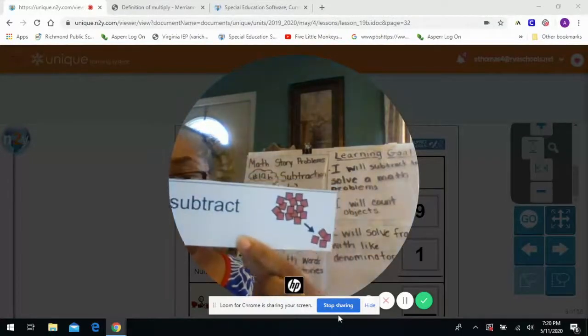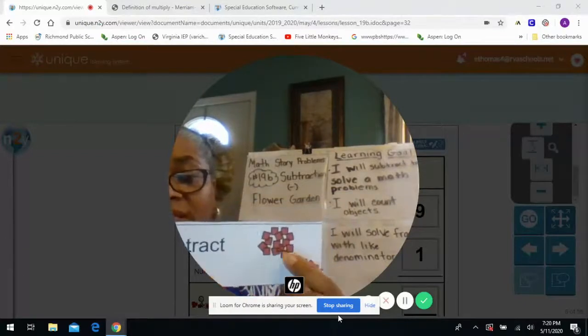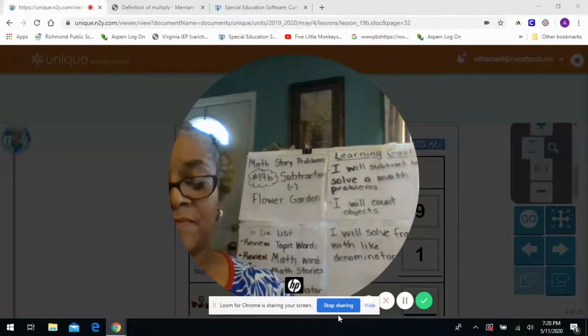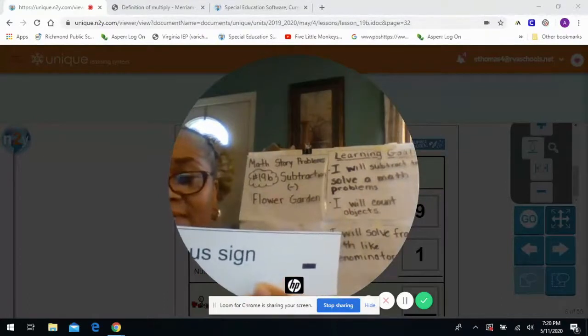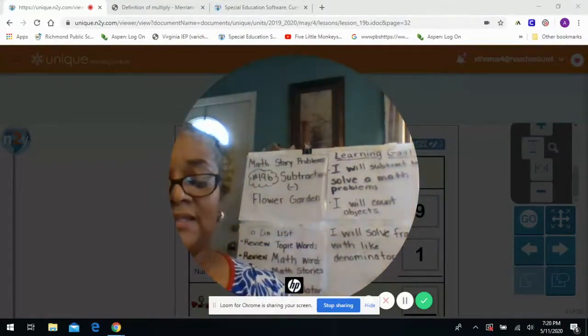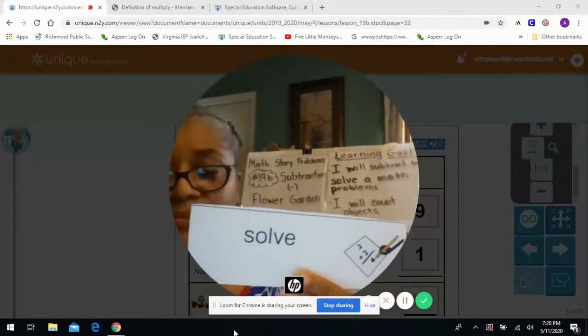Subtract, meaning that you take away. See, it's in the group now, and we take some of it away. What's our symbol for subtraction? It's the minus sign. It's a line. And solve is to get your answer.